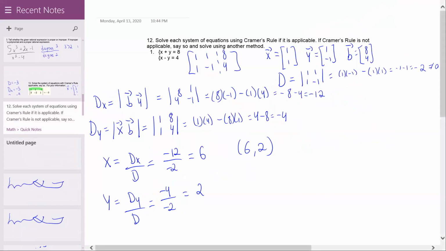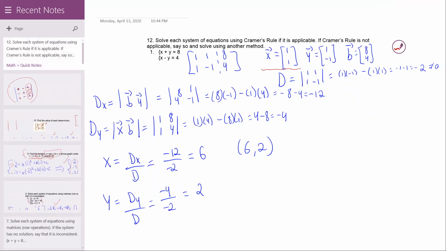It says solve each system of equations using Cramer's rule if it is applicable. If it's not applicable, say so and use another method. So I'm going to go over the notation I use. It might be a little different than Mrs. Kinder's, but I'm going to show you this way because this is how I know how to talk about it. So here I wrote down x vector, and you don't have to understand the term vector necessarily, but all I mean is that this is the x column.